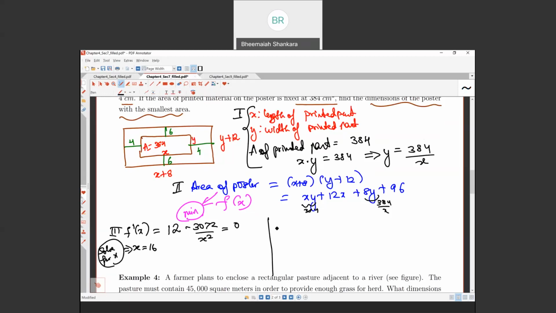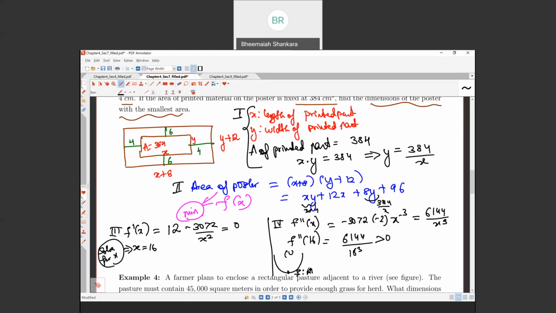Then once you find f prime, you're good to find f double prime. Derive again. So you have negative 3072 times negative 2 times x to the negative 3. So this is 6144 divided by x cube. Evaluate this at 16. So you have 6144 divided by 16 cube, which again we are not worried about the simplified answer but the sign. So it's positive. Positive means f double prime positive, concave up. You have a minimum of the function here.